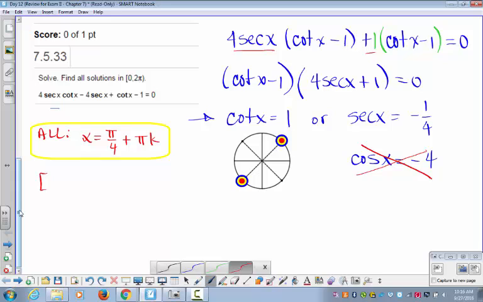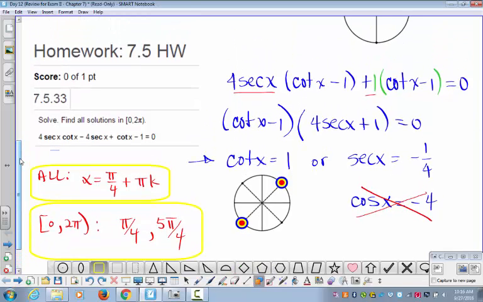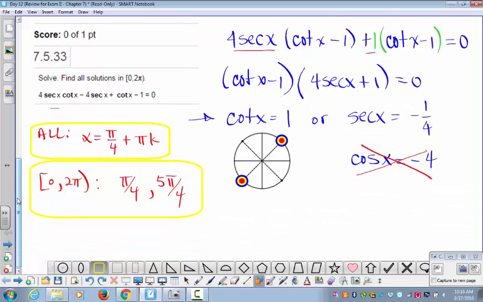And then if we restrict our solutions to the interval 0 to 2 pi, we see the two answers, pi over 4 and 5 pi over 4. So those would be our answers. Questions on that one? Does that look good? Yeah, sure. What happened to the second cotangent? Why did it become 4? How did this appear? Yeah.